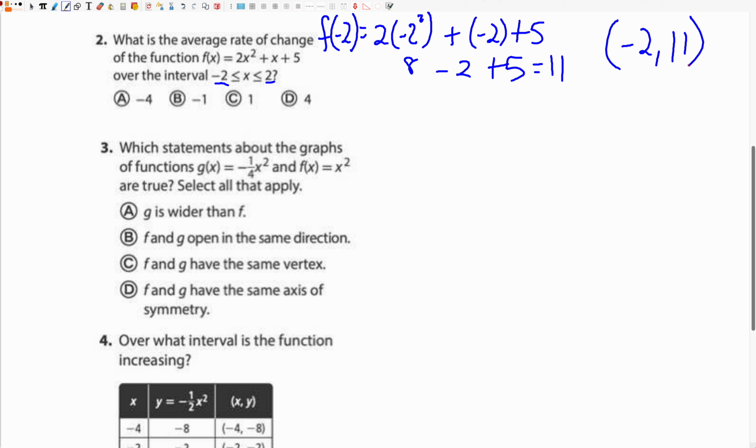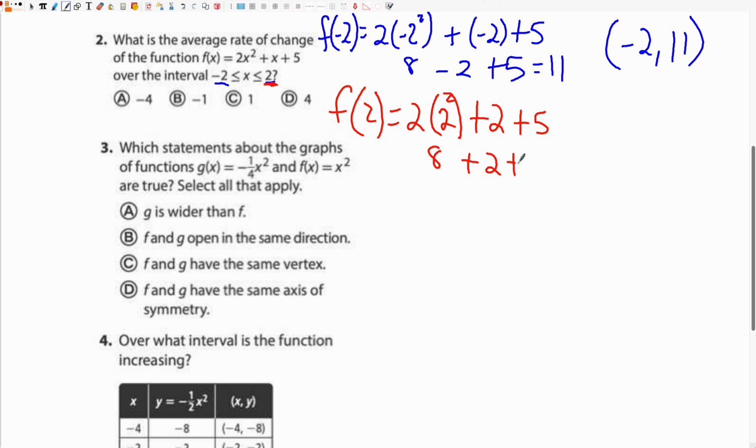Now, I'm going to do my second equation, and I'm going to put a +2 in. So f of +2 equals 2 times +2 squared plus +2 plus 5. So that would be 8 plus 2 plus 5.